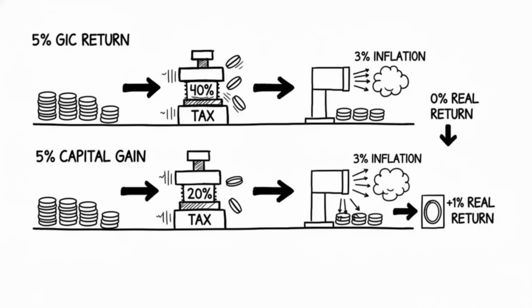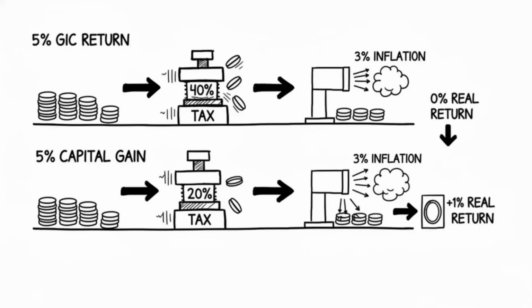Now, factor in inflation. If inflation is running at 3%, your real return is 0. You didn't make money. You just spun your wheels. You maintained your purchasing power, but you built no wealth.